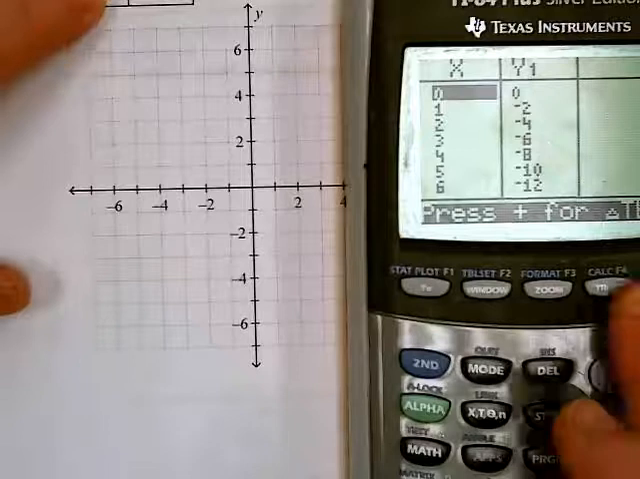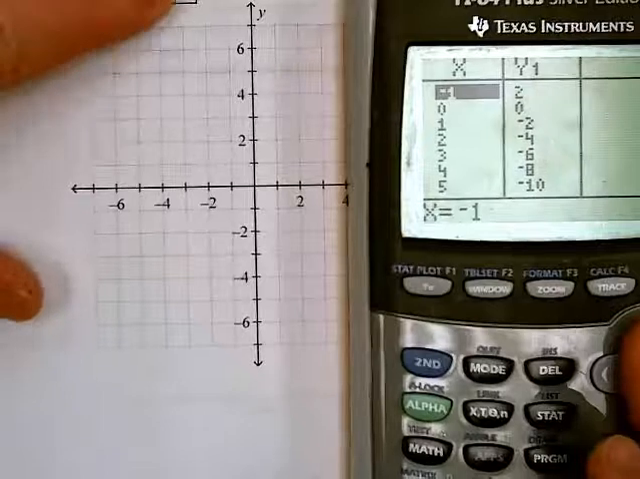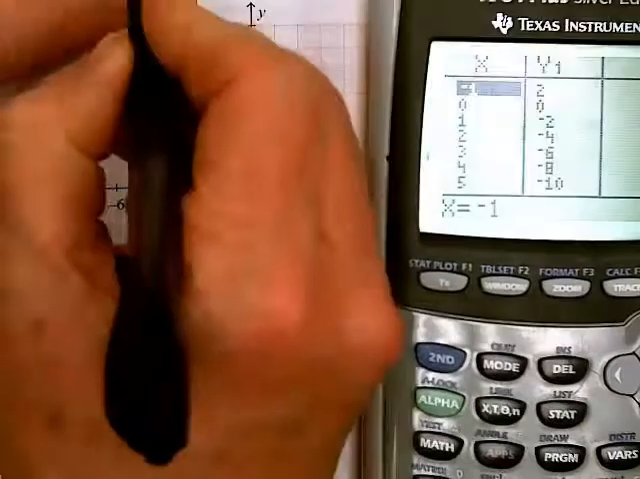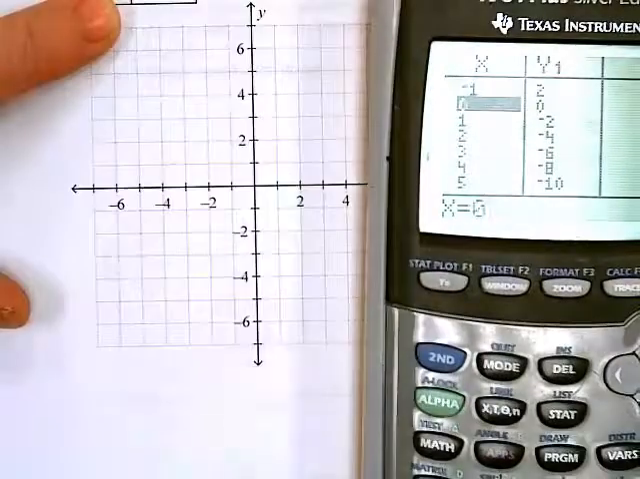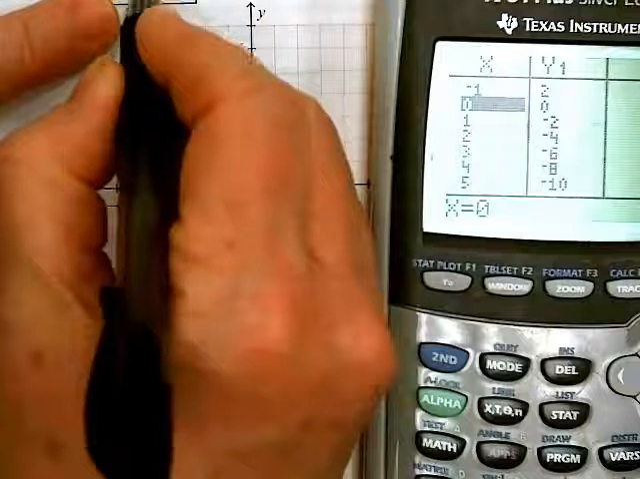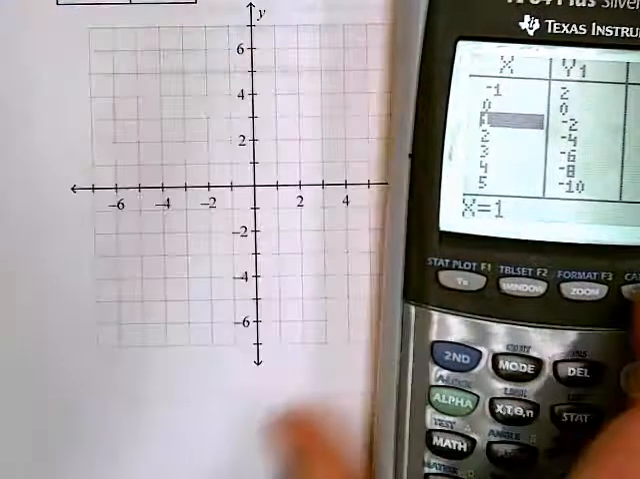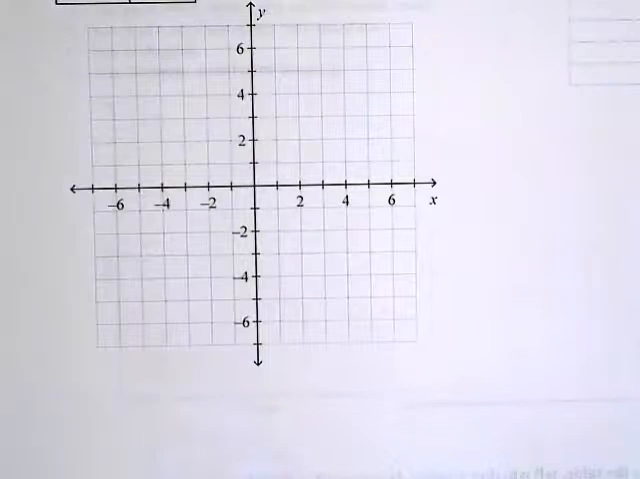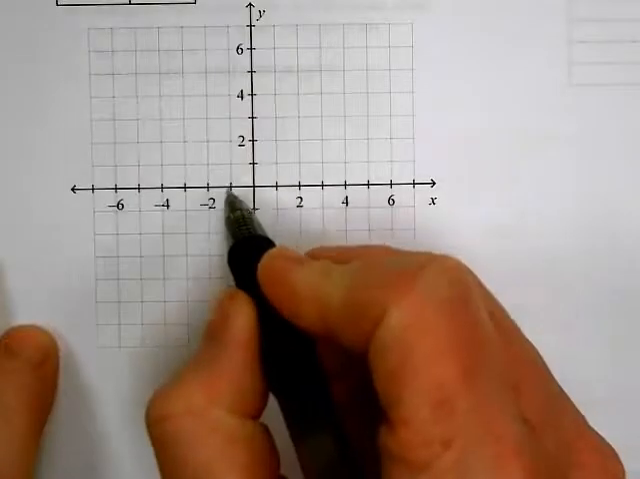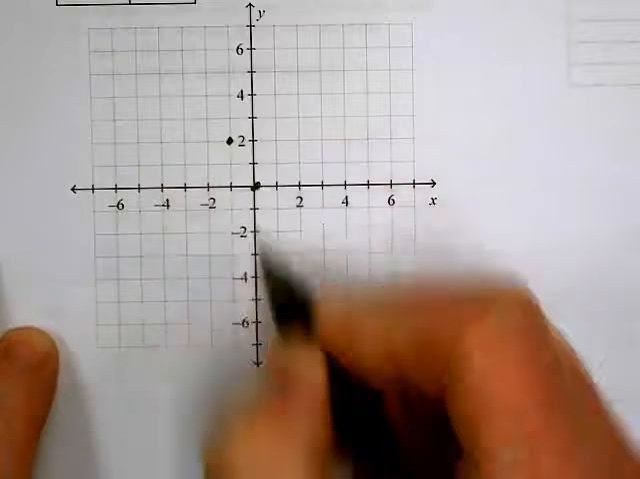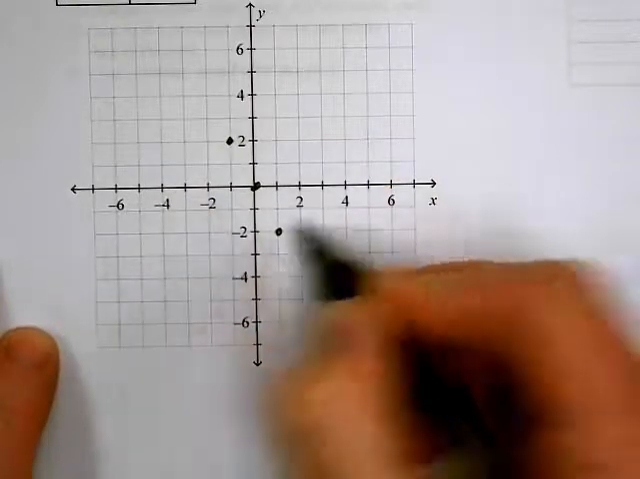What's the x value? When x is negative 1, what's the y value? 2. When x is 0, what's y? 0. When x is 1, what's y? Negative 2. Okay, then you're going to plot these points on your graph. Negative 1, 2, 0, 0, 1, negative 2.